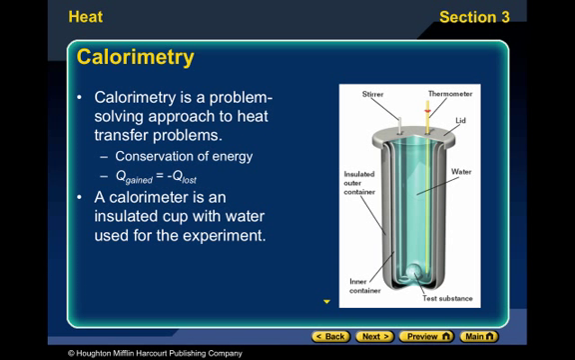Okay, calorimetry is problem-solving approaches to heat transfer, and so what you have is a system, and usually it's filled with water because you know the specific heat of water, and you'll have an initial temperature. You'll know how much water is in here, and you'll measure the change in temperature of the water, and you can find the initial temperature of an object.